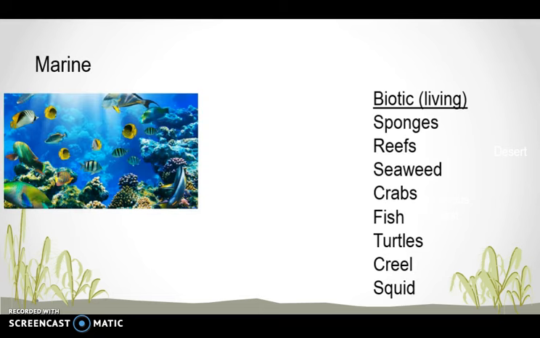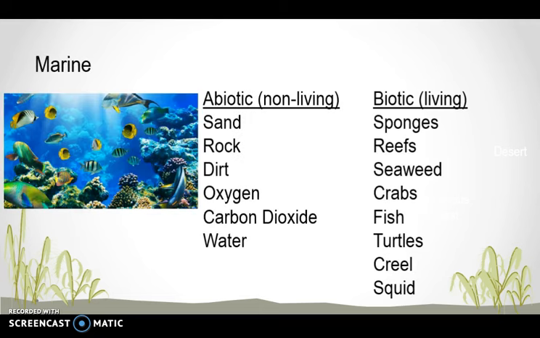In the marine ecosystem, we have got several abiotic or non-living resources: the sand, the rock, dirt, oxygen, carbon dioxide, and water. And as well as biotic, we've got lots of living things such as sponges, reefs, seaweed, crabs, fish, turtles, krill, and squid, and much, much more.